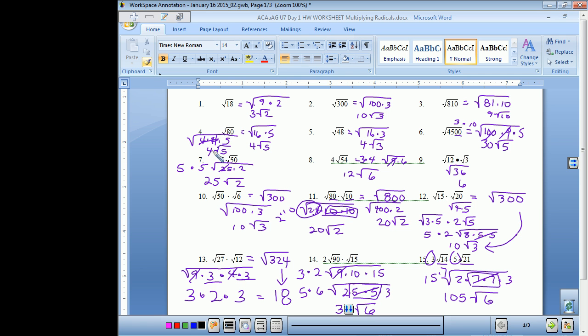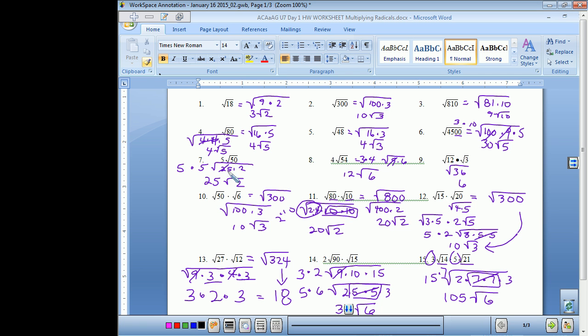A square root times itself is just the number. Square root of 48 is 16 times 3. The square root of 16 is 4, so it's 4 roots of 3. 4,500 is 100 times 9 times 5. Well, the square root of 100 is 10, and the square root of 9 is 3, and 3 times 10 leaves us with 30 roots of 5.